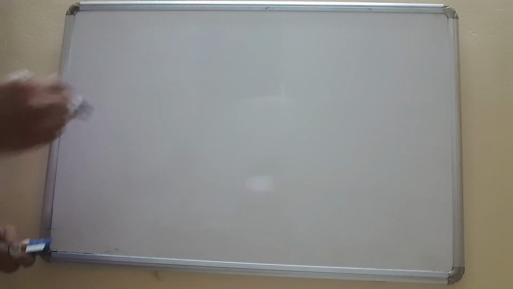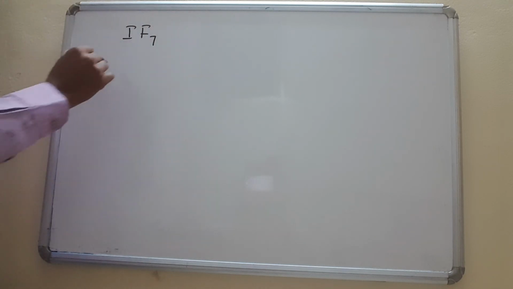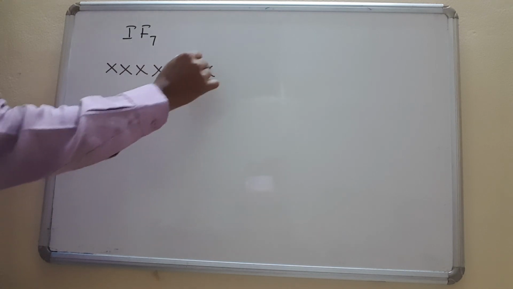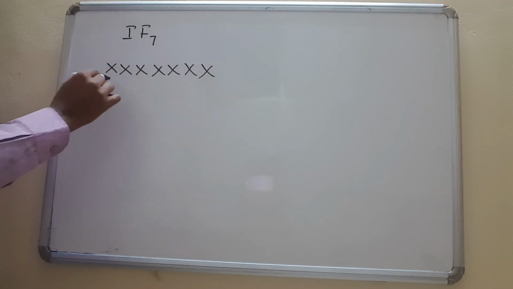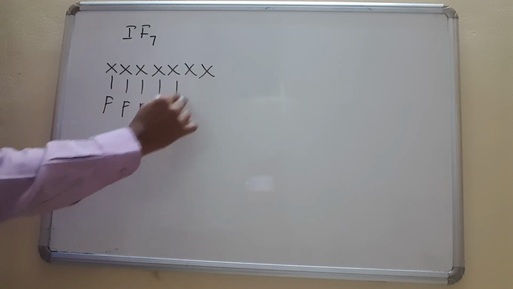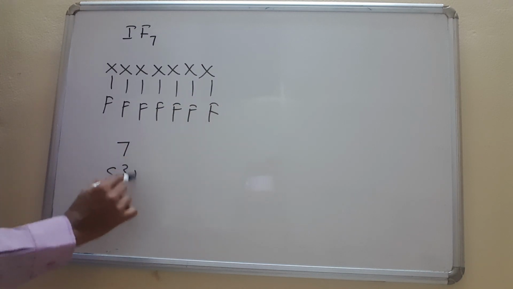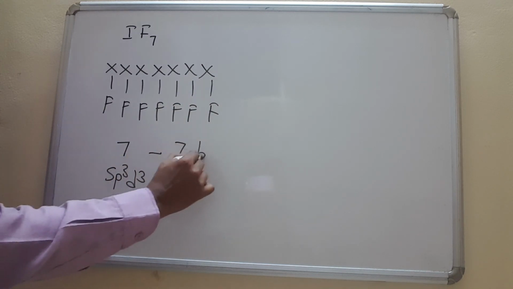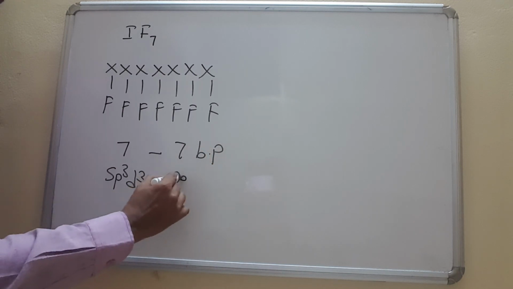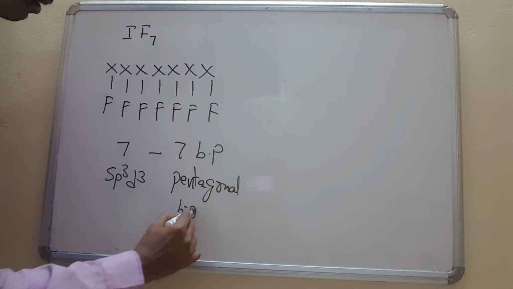Okay, the 7 pairs case we have considered IF7. Okay, so iodine is also halogen: 1, 2, 3, 4, 5, 6, 7 electrons. These are valence electrons. How many bonds are being formed with fluorines? 1, 2, 3, 4, 5, 6 and 7. So total 7 pairs. Hybridization is sp3d3. 7 are bond pairs. It is a pentagonal bipyramidal shape.